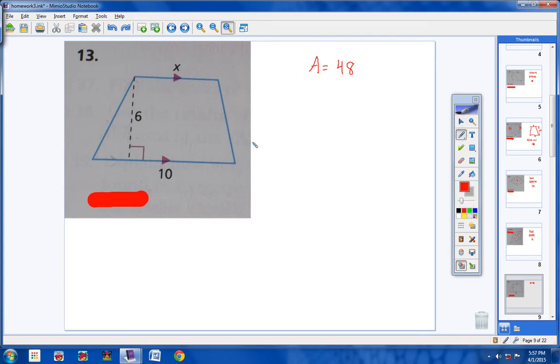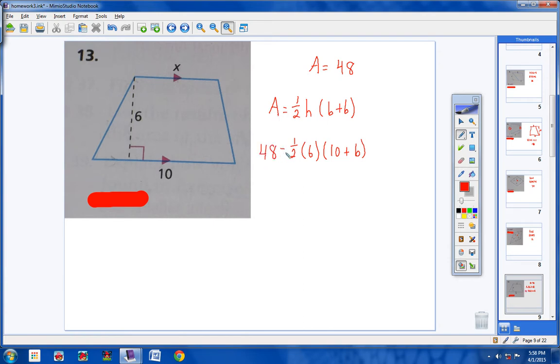Okay, so first of all, let's identify the shape we're dealing with. It is a trapezoid. So I know my formula is 1 half times the height times the two bases added together. Now obviously my height is 6, and one of my bases is 10. So I'm looking for the other base. So I'm going to say my area equals this. So for area right here, I'm going to substitute 48.